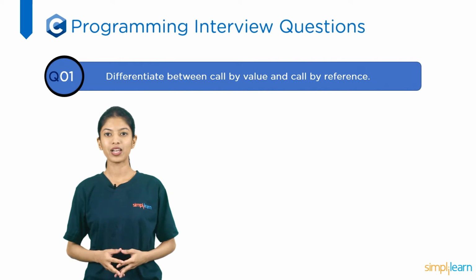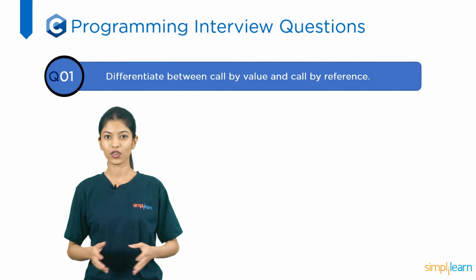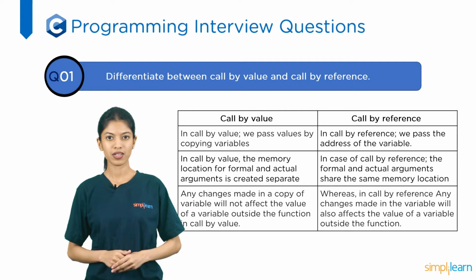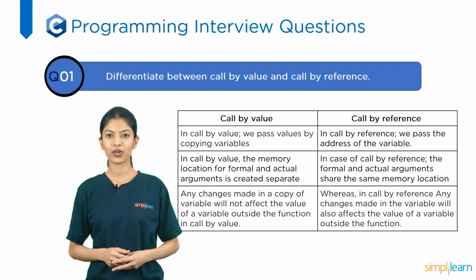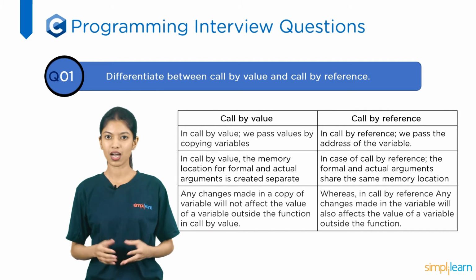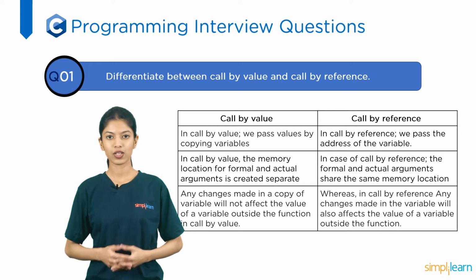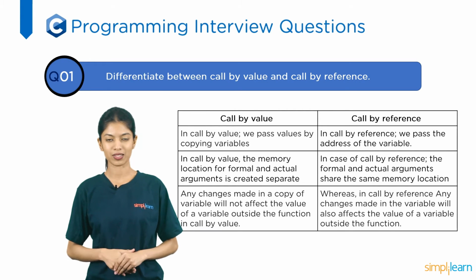Differentiate between call by value and call by reference. In call by value, we pass values by copying variables. In call by reference, we pass the address of the variable. In call by value, the memory locations for formal and actual arguments are created separately. In call by reference, the formal and actual arguments share the same memory location.